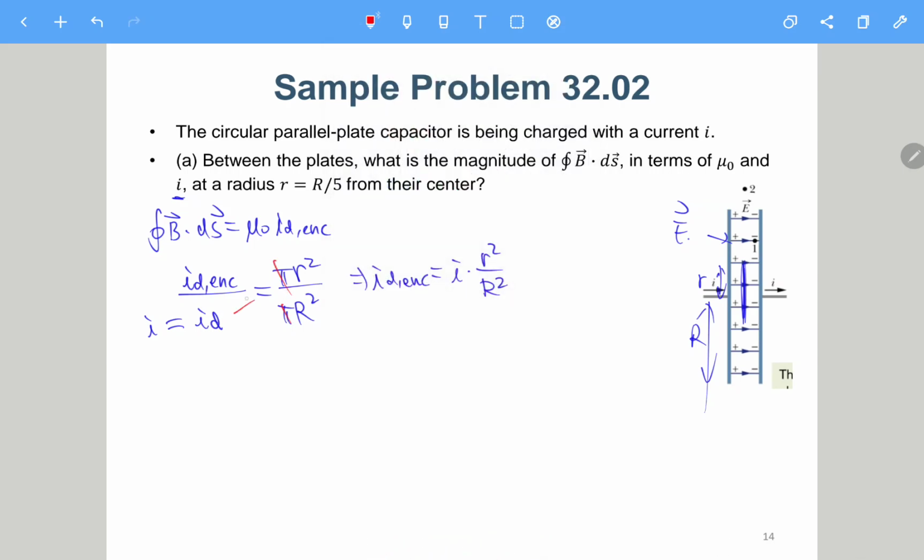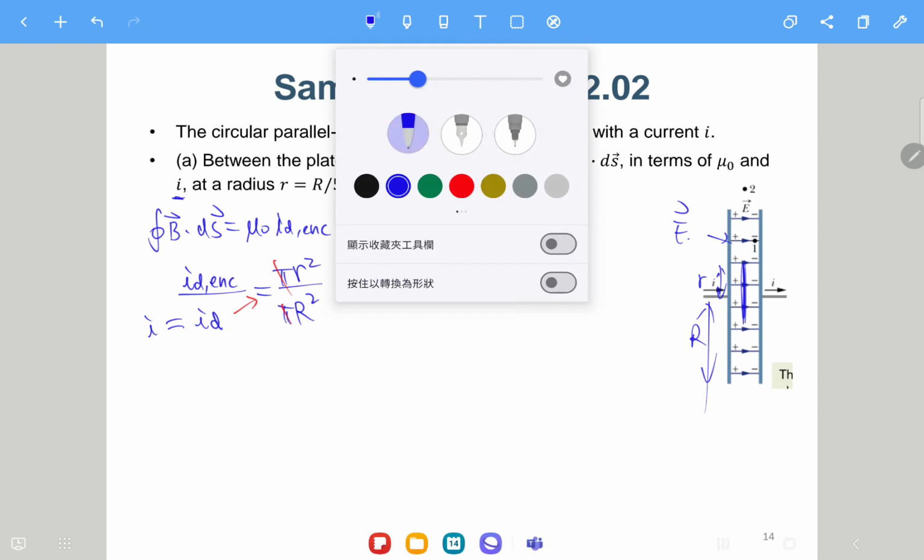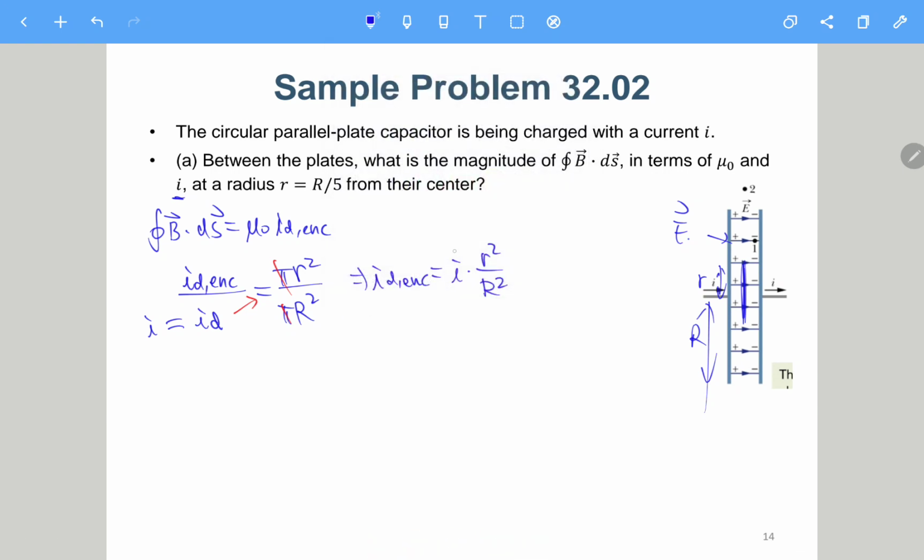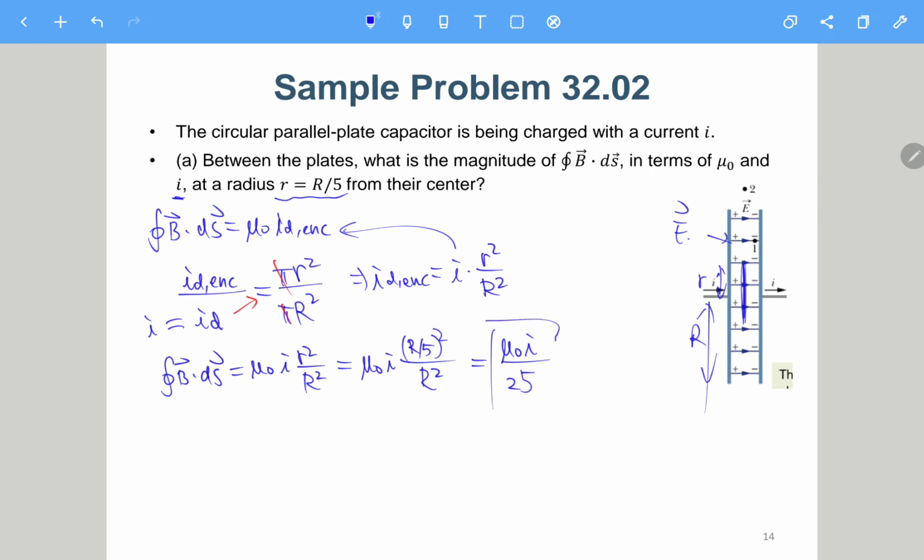Pi and pi just cancel each other, and then we move it to the right side. Okay, and then we can just plug in this one to there. So finally, we have the integral of B dot ds equals mu zero I, and then r squared over capital R squared. And as we know, small r equals capital R over 5. So it is mu zero I, and then (R over 5) squared, over R squared. So R squared and R squared cancel each other. Finally, it becomes mu zero I over 25. Like this.